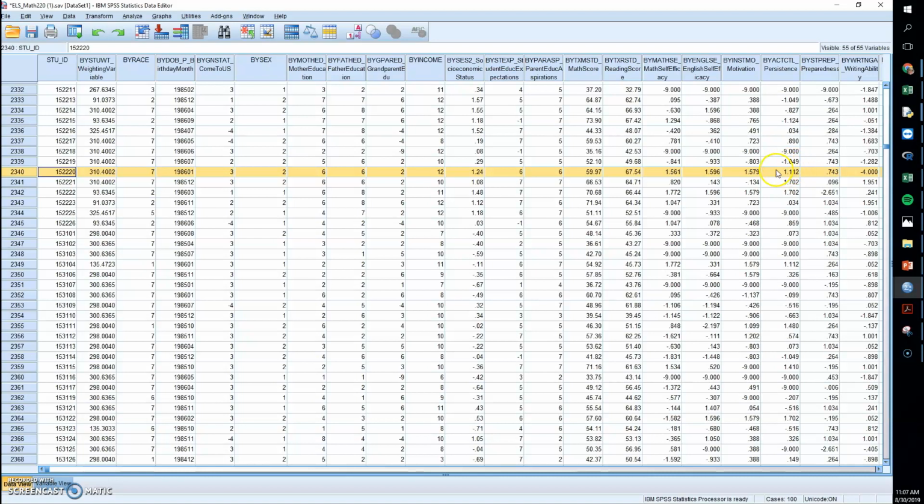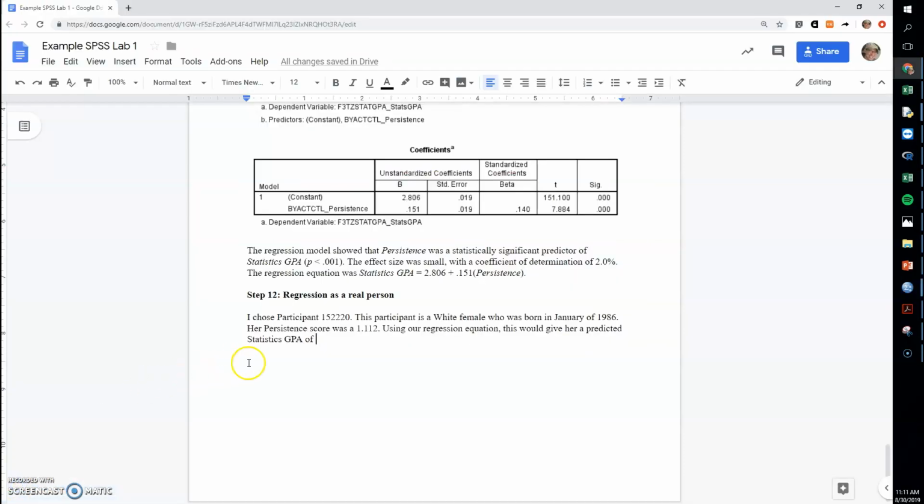What we want to move to now is the persistence level. Her persistence level was a 1.112, and roughly speaking, the average persistence was 0, so she had a little higher than normal persistence. So let's go ahead and use that and record that in the report, and also make a prediction using our regression equation of what her statistics GPA would be, and then we'll compare it to what it actually was. Okay, I've just summarized what I said so far.